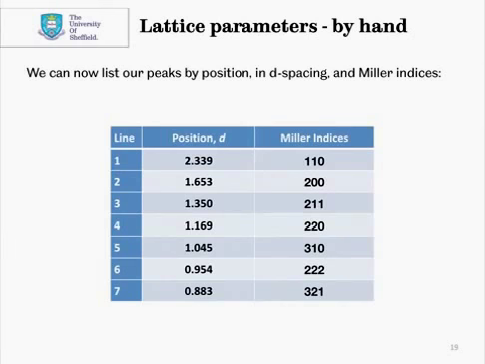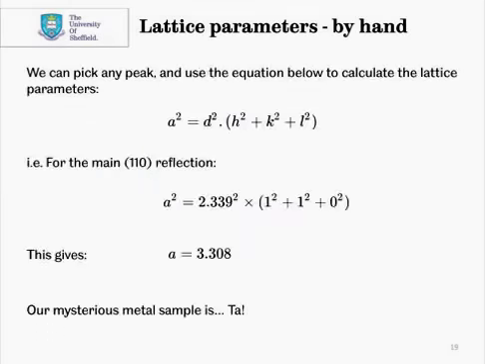Next, we can compare this. So we've got our d-spacings and our Miller indices for the peaks, and this is all the information that we need to calculate the lattice parameters. We can pick out any peak and use the equation that we derived a second ago. So for example, for a 110 reflection, we found this at a d-spacing of 2.339 angstroms, and that was our 110, so we can plug those values into the equation, and that gives us a lattice parameter a of 3.308 angstroms. If you remember the possible values we were given earlier, we can now confirm that our mysterious metal sample is in fact tantalum.